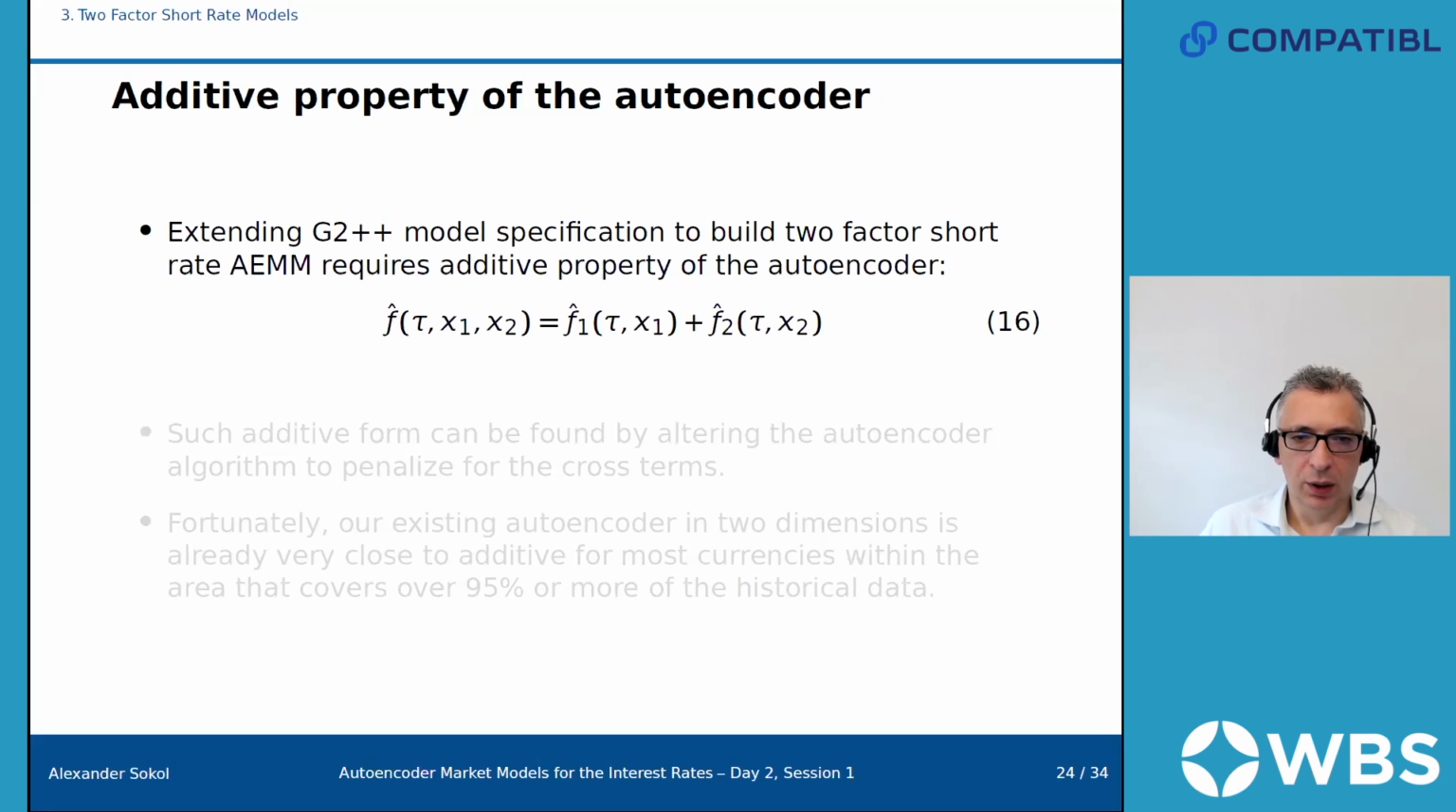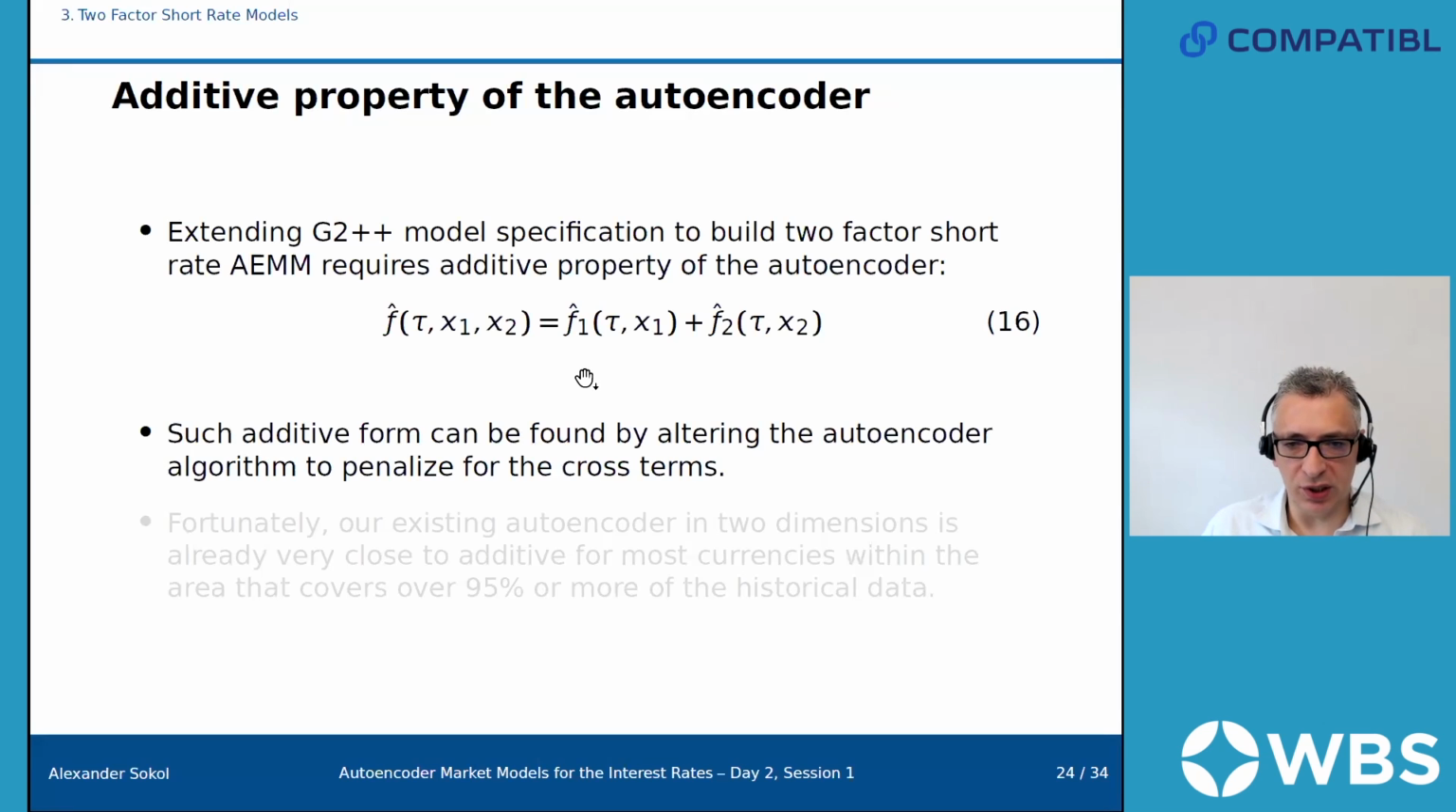Okay, so how do we extend the G2++ specification of the 2-factor Hull-White model to become the autoencoder market model? In order to do this without changing the volatility term, the easiest way is to have an additive property of the autoencoder. The additive property of the encoder means that we work with the family of autoencoders such that the instantaneous forward rate is the sum of 2 terms, one which depends on one latent variable and the other on the other latent variable.